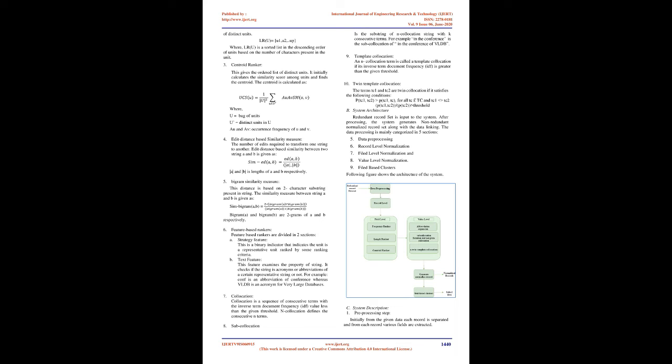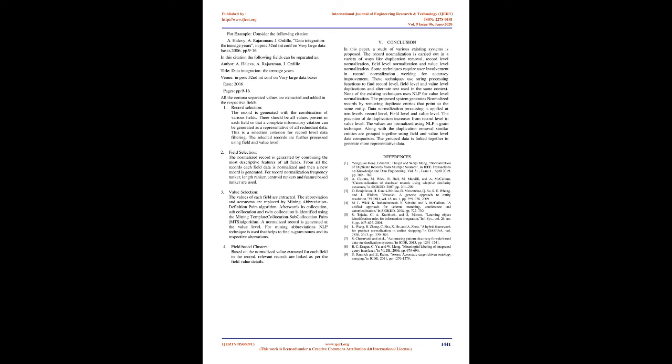B. System architecture. A redundant record set is input to the system. After processing, the system generates a non-redundant normalized record set along with the data linking. The data processing is mainly categorized into 5 sections: 1. Data pre-processing, 2. Record level normalization, 3. Field level normalization, 4. Value level normalization, and 5. Field based clusters. The following figure shows the architecture of the system.